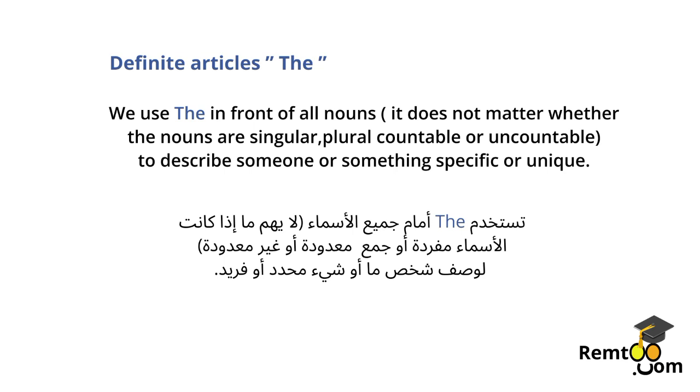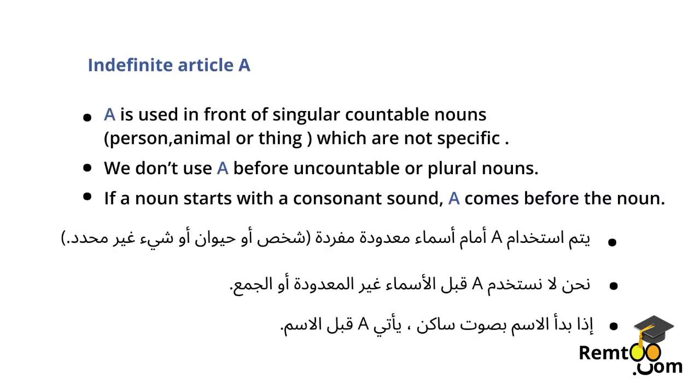Indefinite article: a. "A" is used in front of singular, countable nouns, a person, animal, or thing, which are not specific. We don't use "a" before uncountable or plural nouns. If a noun starts with a consonant sound, "a" comes before the noun.